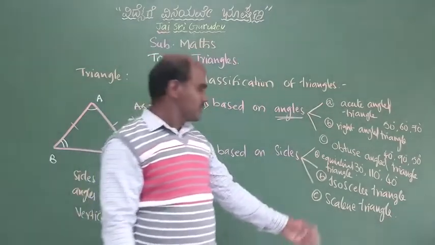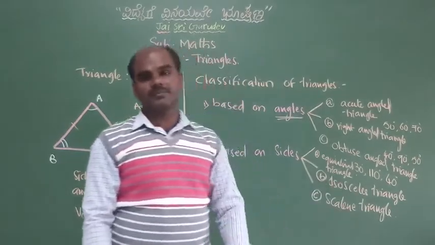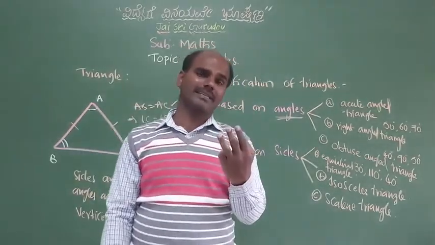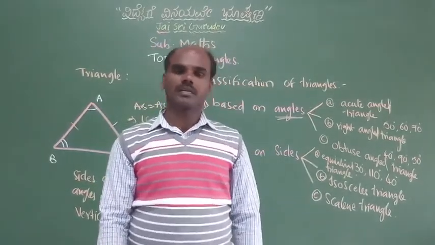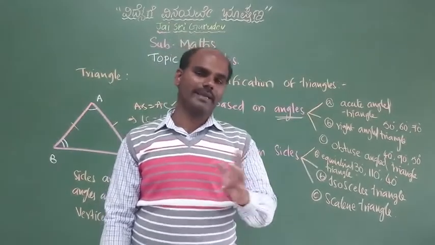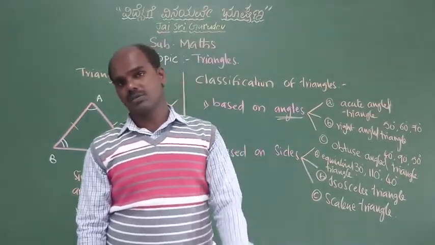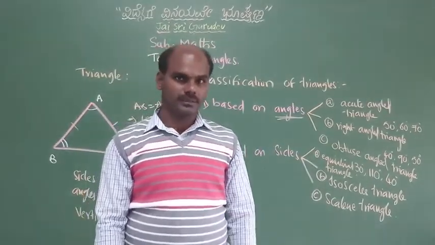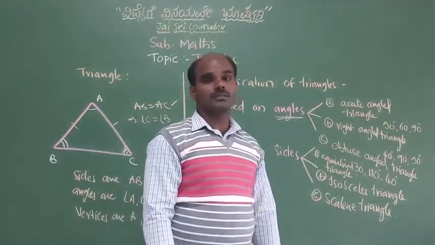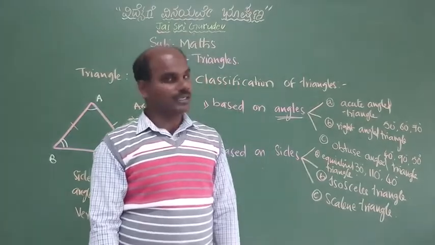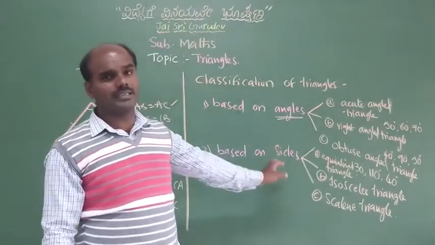When the three sides are different, then each angle is also different. No angle can be equal to another, and no side can be equal to another. Such a triangle is called a scalene triangle. Did you understand the classification of triangles now, children?